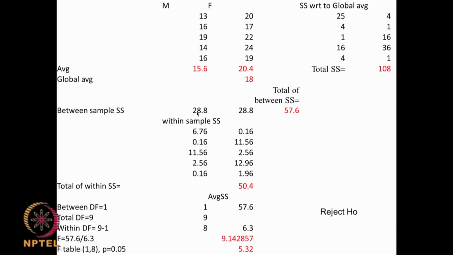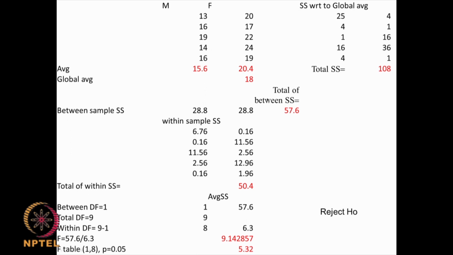Okay. So, how do I get this? So, I know the average of all the males, I know average of females, I know the global average, that means total average. So, I will subtract 15.6 minus 18, square it, multiply by 5. Okay. So, this is approximately about 2.5, so 28.8, then we have 20.4 minus 18, square it, multiply by 5. So, this will give you total of between sum of squares.